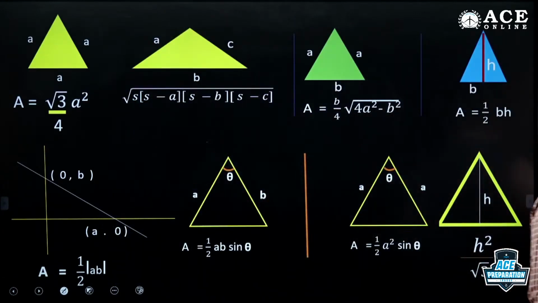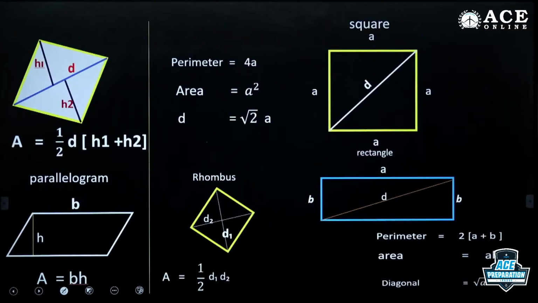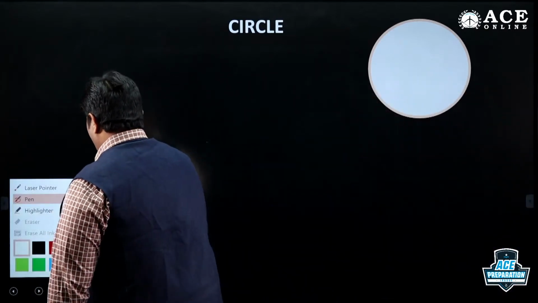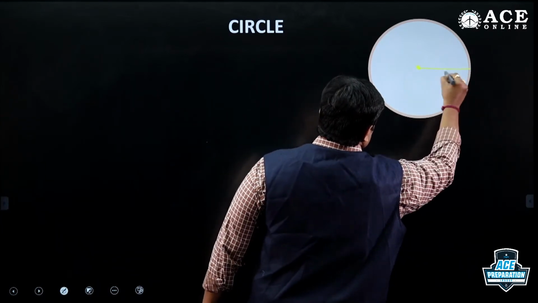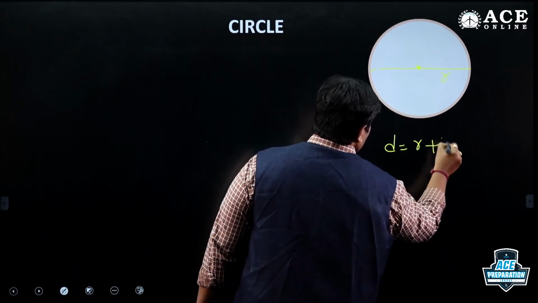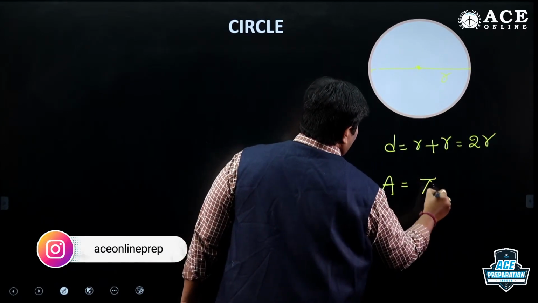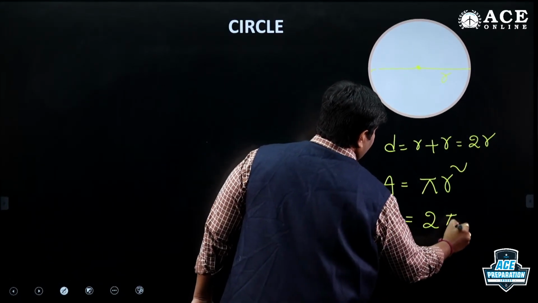Look at, friends, triangles. Yesterday we already discussed each and every diagram. Again, don't waste the time. Observe the complete information. So triangles, quadrilaterals, circle. For the circle, radius R, and the complete one means diameter. So D is equal to R plus R, so 2R. Area is equal to pi r square. Perimeter is 2 pi r.